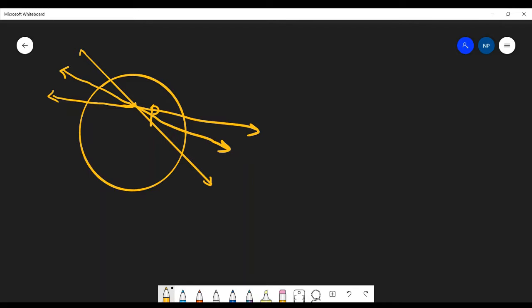If I talk about this particular line, it is intersecting here. If I talk about this particular line, it is intersecting the points here. If I am talking about this particular line, it is intersecting the circle at these two distinct points. So it is not possible to draw any tangent to a circle through a point inside it. So tangent is not possible in this case. Let us see another case.